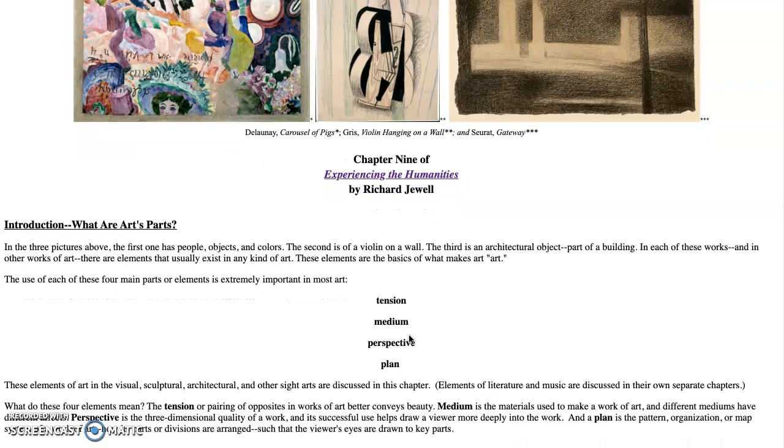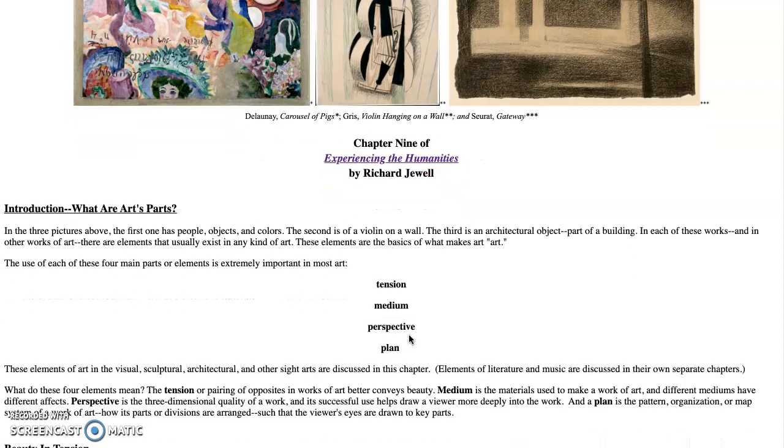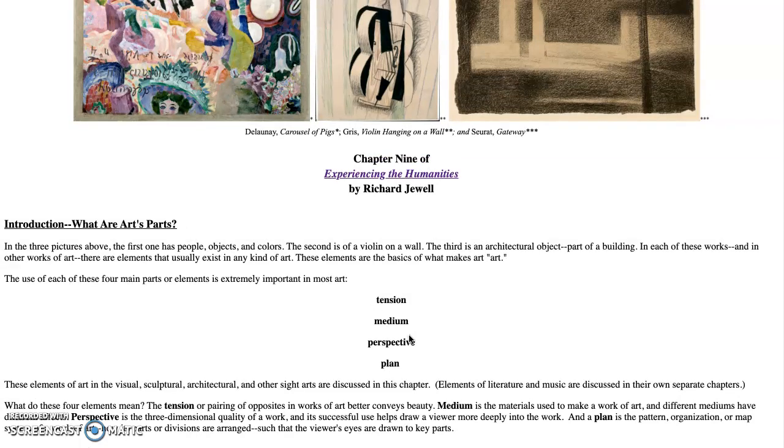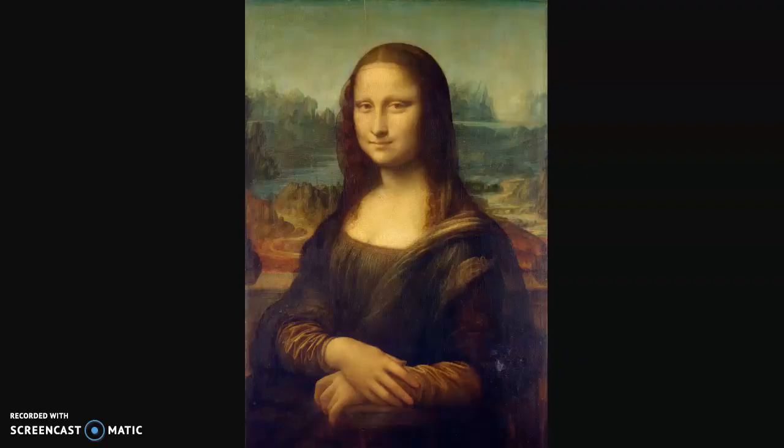Okay, so let's talk about tension. Tension is the pairing of opposites in a work of art, and so if you're looking at pairing of opposites, there has to be two things. So it's not enough to say there's tension in this work, and drop it. You need to say what the tension is between.